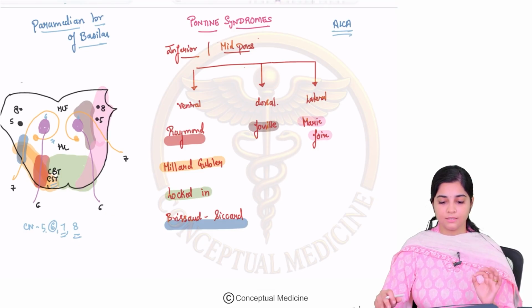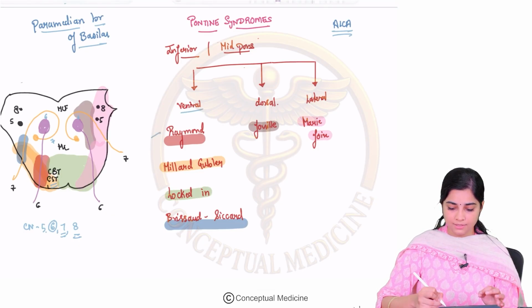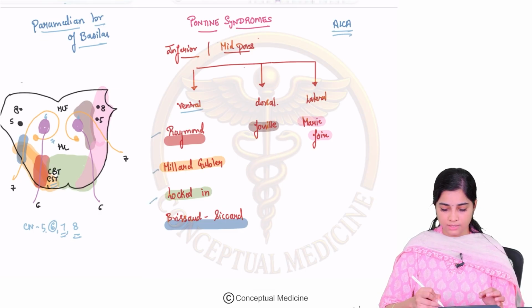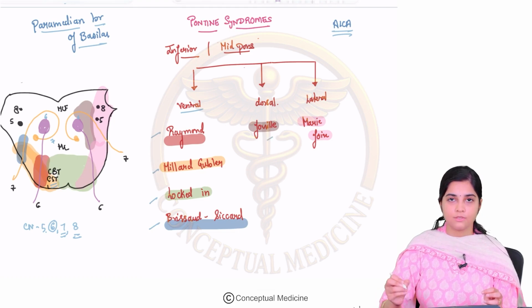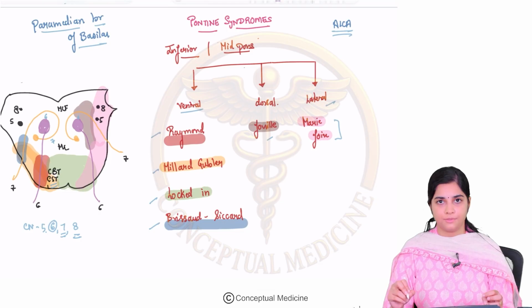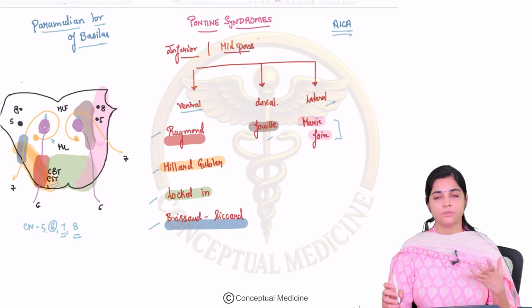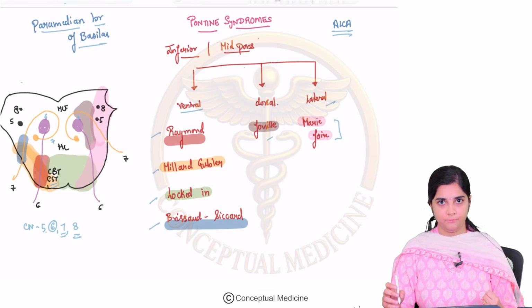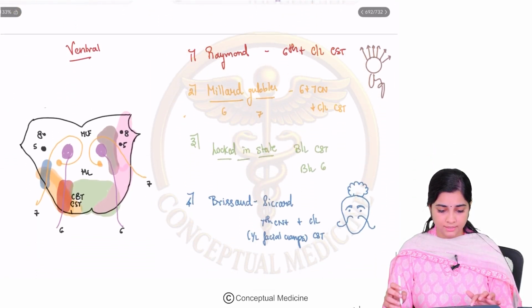Okay, so let us learn the names of the syndromes. Ventral syndromes are Raymond syndrome, Millard-Gubler, locked-in state, and Brissard-Sicard syndrome. The dorsal pontine syndrome is Foville syndrome. Lateral pontine syndrome is Marie-Foix syndrome. Very confusing names, but nothing to worry. I have given you visual mnemonics for these as well to remember the syndrome and the structures that can be involved. Fine. So let us start off with your ventral pontine syndromes.